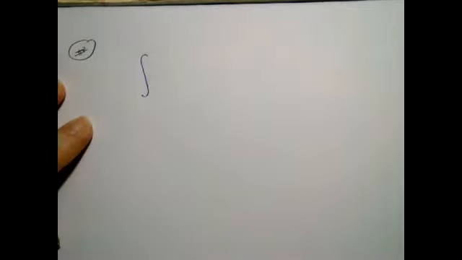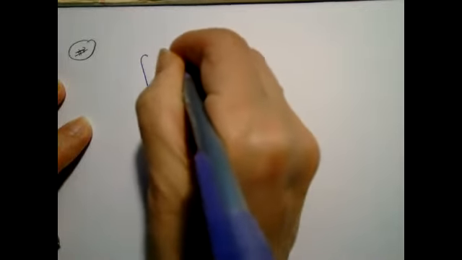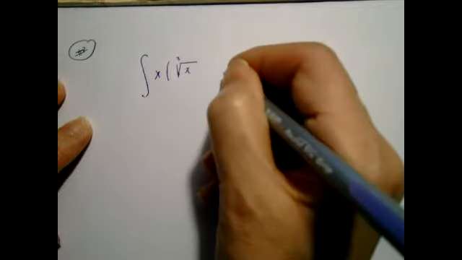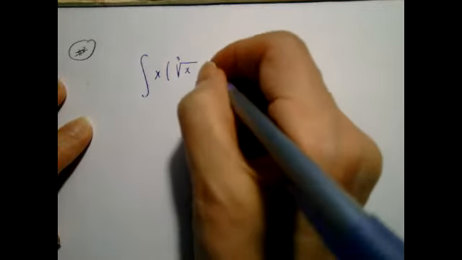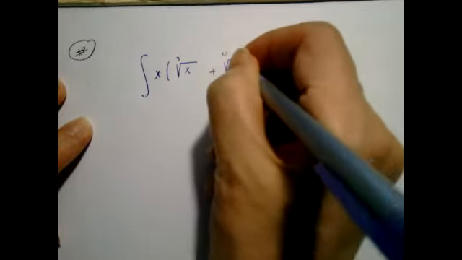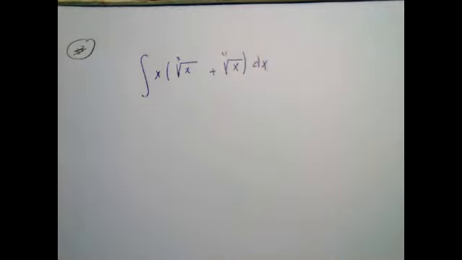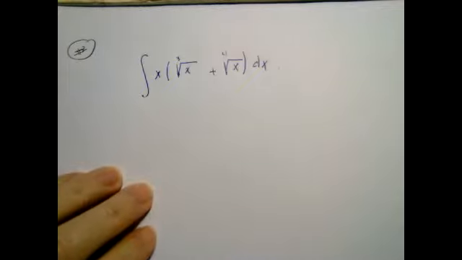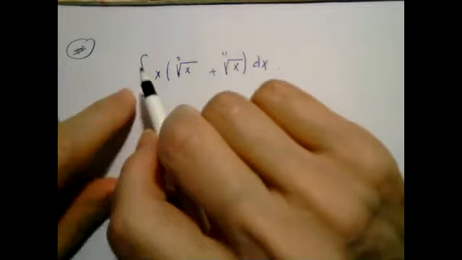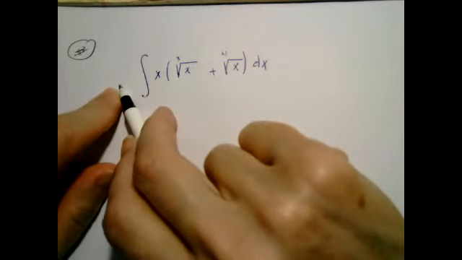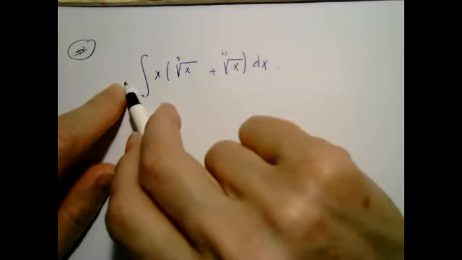Okay. So we have to find the antiderivative of the following: x times the cubic root of x plus the fourth root of x dx. Okay. All right, so it looks a little bit complicated when we look at it, but let's see what we can do. First, what we cannot do. Okay, what we cannot do is take the x out. Why can we not take the x out?